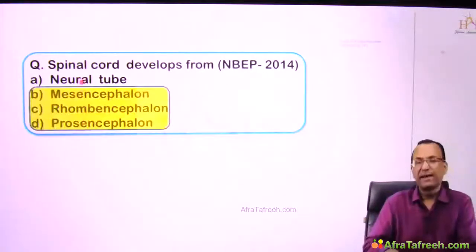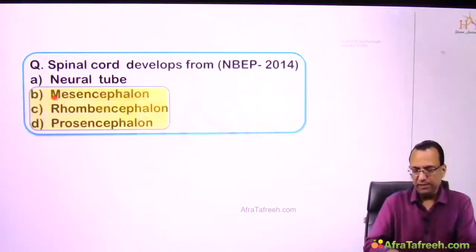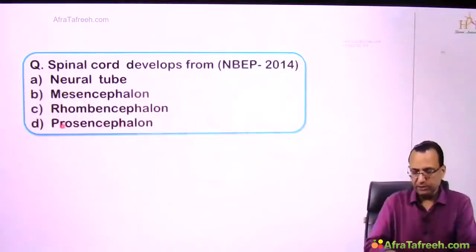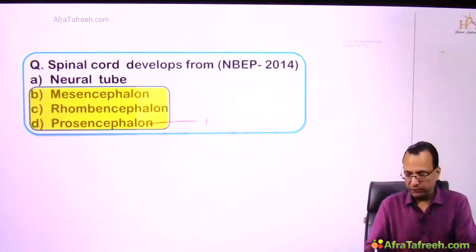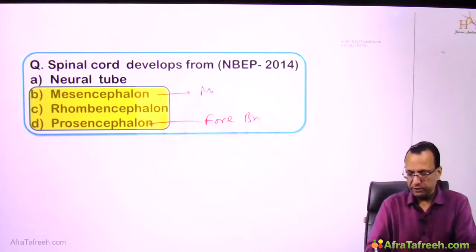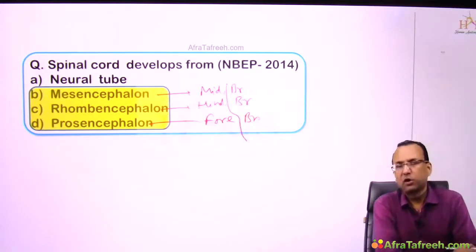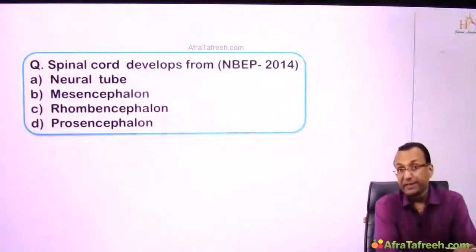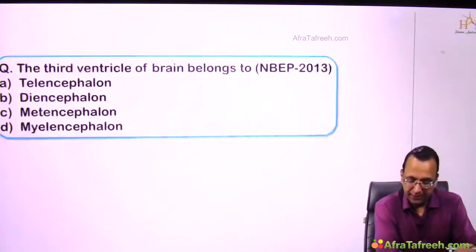See, this is all brain. What is mesencephalon? Midbrain. What is rhombencephalon? Hindbrain. What is the prosencephalon? That is the forebrain. So this is forebrain, and this is the midbrain, and this is the hindbrain. So you mean to say brain will not form the spinal cord? No. So the answer is neural tube. Keep the answer and look at the details.